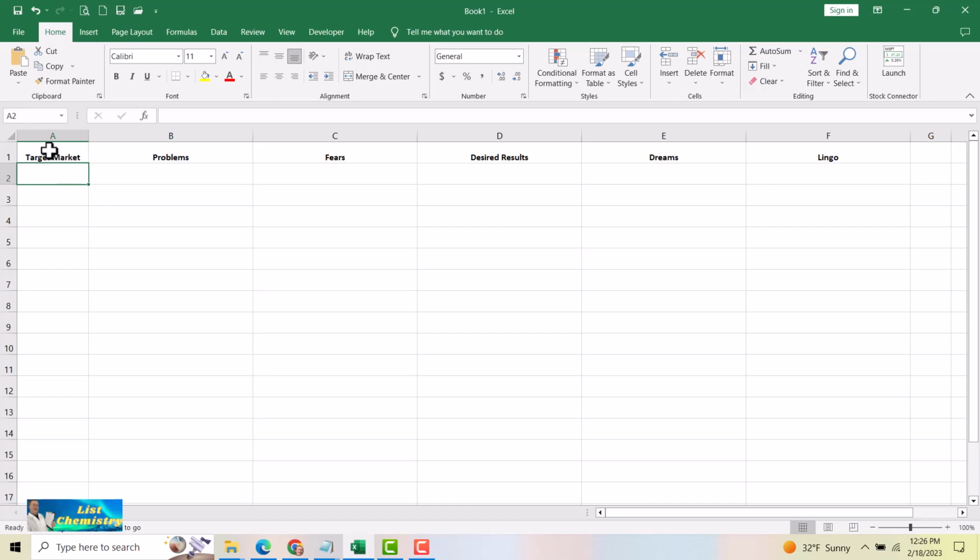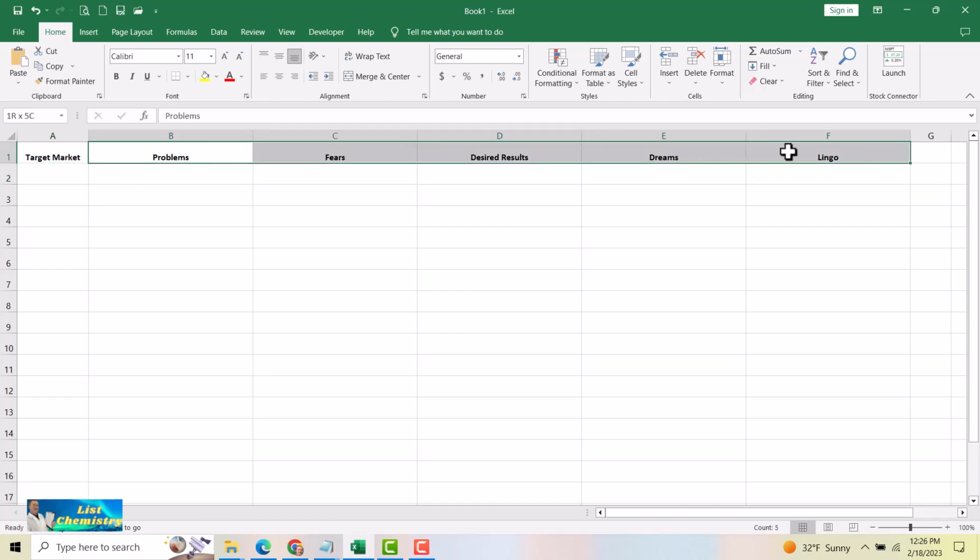And so the simple layout is right here. It's these 5 key points of problems, fears, desired results, dreams, and then the lingo. And so you obviously have a target market. We can't just slap something up and think that everyone is going to buy into that. You want to be very specific.